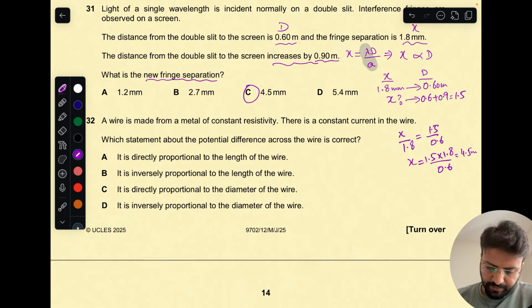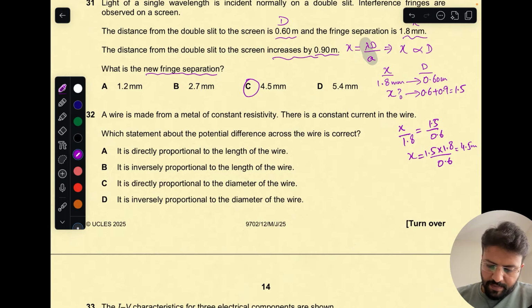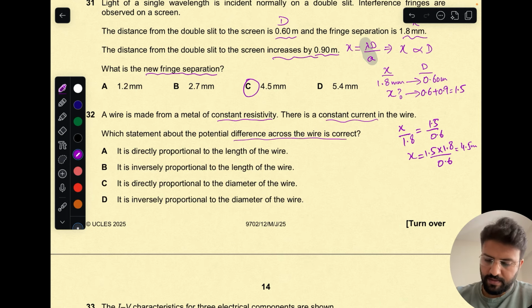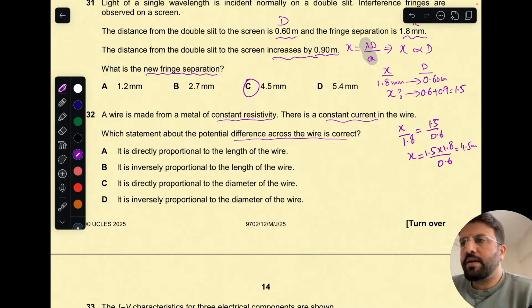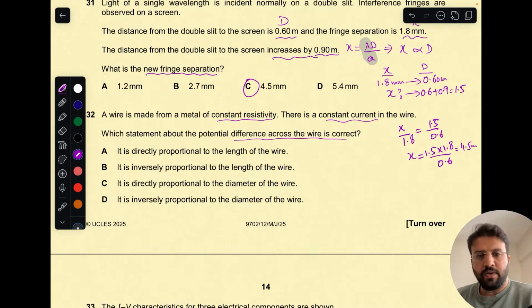Okay. In the next question, a wire is made from a metal of a constant resistivity. There is a constant current in the wire. Which statement about the potential difference across the wire is correct? It is a constant resistivity and a constant current, so you have to comment on the potential difference.